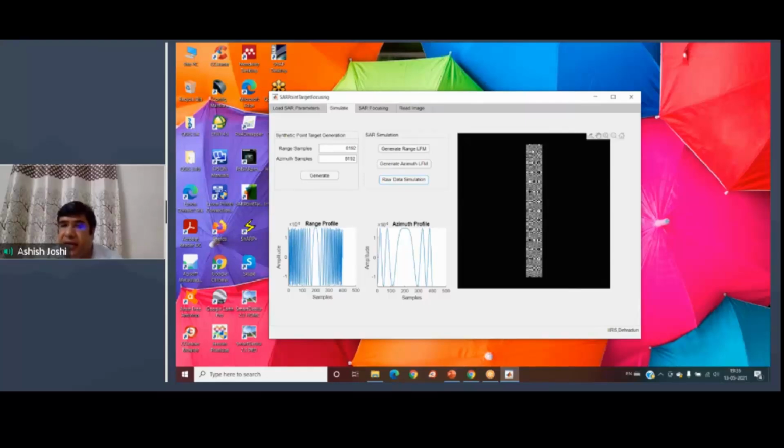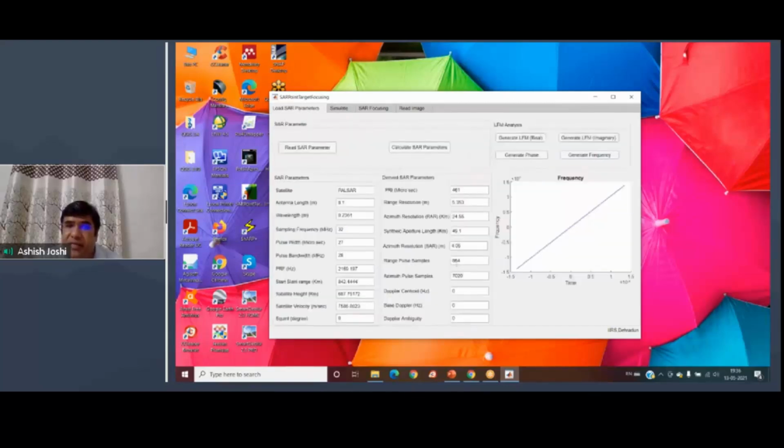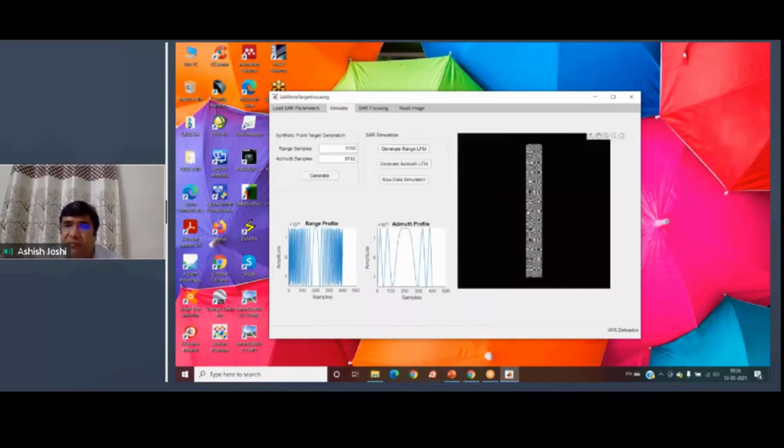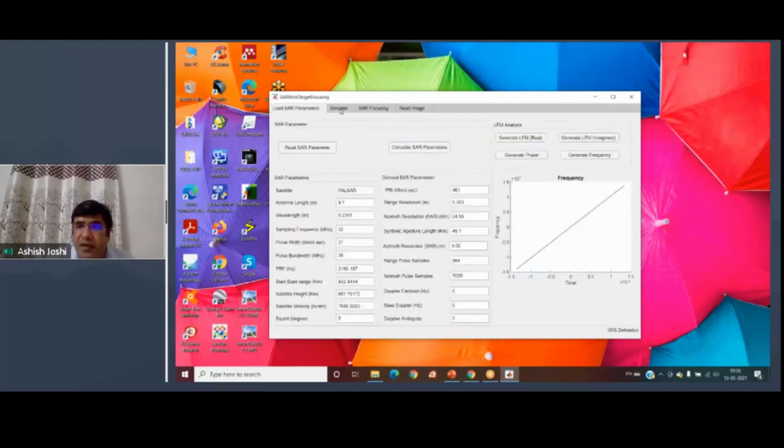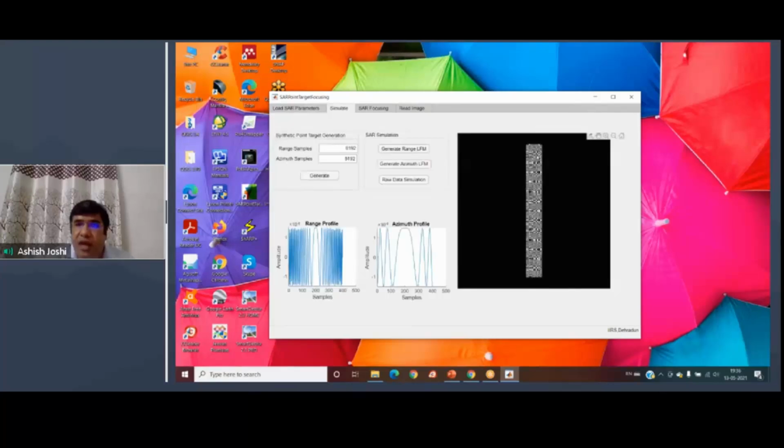So for a single point target, we have the LFM in the range direction and the LFM in the azimuth direction. The target signal is expanded in both directions. In the range direction it has fewer samples, because the number of range samples is around 864, so the expansion in the range direction is smaller. But in the azimuth direction it is greater, because the number of samples in the azimuth chirp is 7,000. Okay, so now this is the SAR raw data which we have simulated.